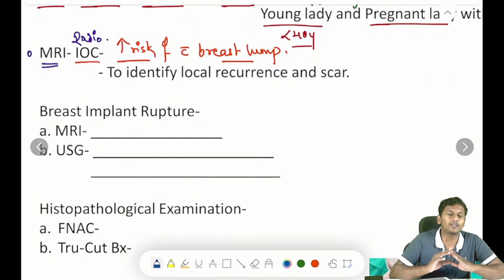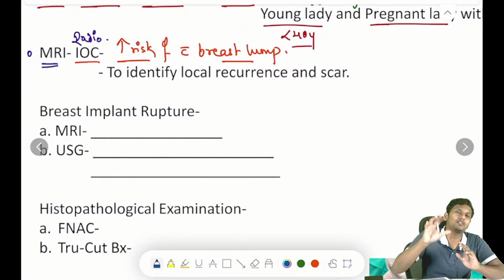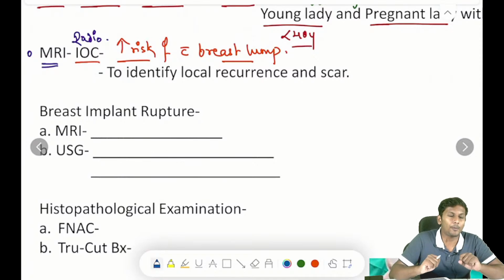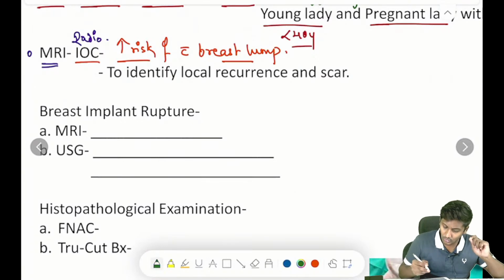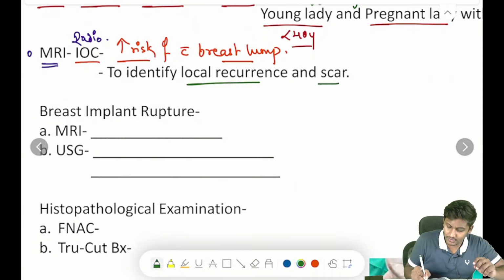It cannot be ultrasound, it cannot be mammography, because on ultrasound and mammography, due to the presence of the breast implant, you will not be able to properly identify the breast region. That is the reason you have to use a better one, that is MRI. And MRI is also used to identify local recurrence and scar recurrence.